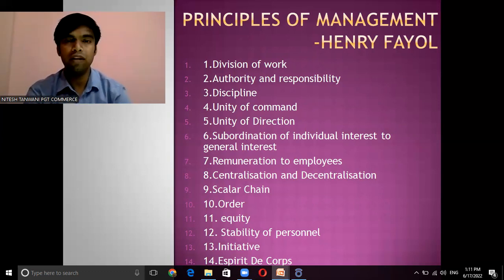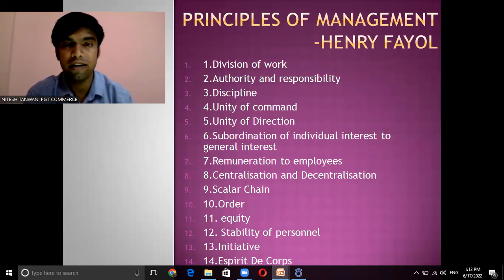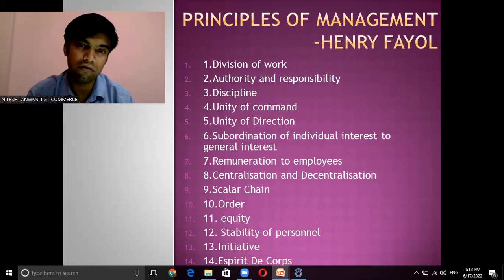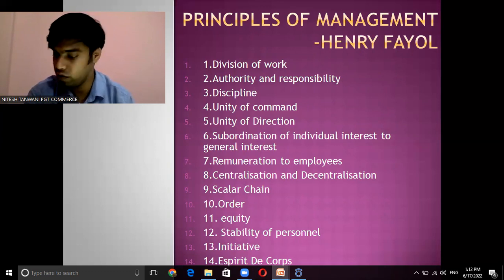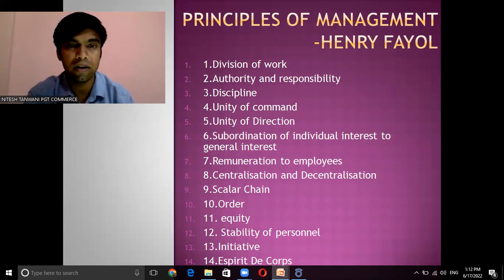Second principle is authority and responsibility. Authority means to give some power. We cannot say complete power, but a little portion of the power. And responsibility is the work, how they work. So authority comes with responsibility, and responsibility also comes with authority. Both come together. If someone is giving responsibility but not authority, how will they perform? So responsibility and authority both are required.